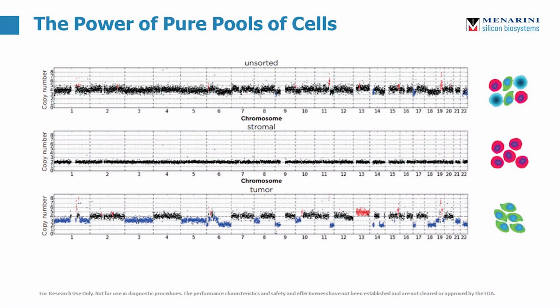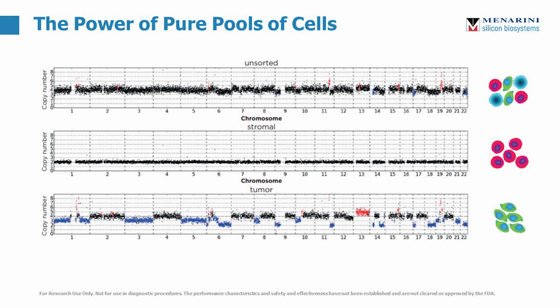So this diagram represents the power of pure pools of cells. On top, this represents a copy number variation readout, or low-pass genome sequencing, of an unsorted specimen. So this would be, take a sample of it, or do CNV analysis on all of it. As you can see, we do see some red, some blue indicating areas of amplification and deletion, but it's noisy, doesn't seem like there's a strong baseline.